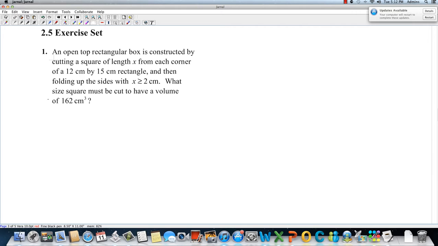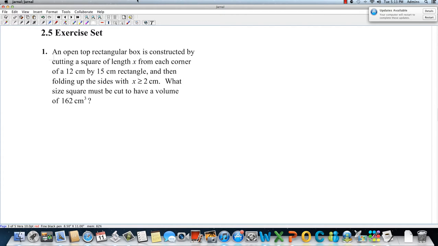This is question 1 on page 102 of the workbook, and this question asks: an open top rectangular box is constructed by cutting a square of length x from each corner of a 12 by 15 rectangle and then folding up the sides, with x being greater than or equal to 2 centimeters. What size square must be cut to have a volume of 162 centimeters cubed?